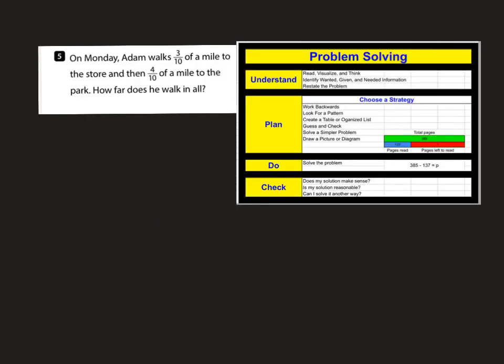Number 5. On Monday, Adam walks 3/10 of a mile to the store and then 4/10 of a mile to the park. How far does he walk in all? So in all is our operational word here. So we know he walks 3/10 of a mile, and then he walks 4/10 of a mile. I know it's going to be plus because it says in all.